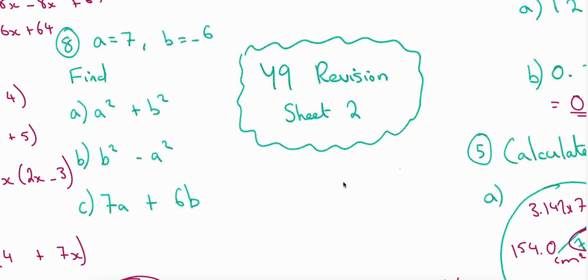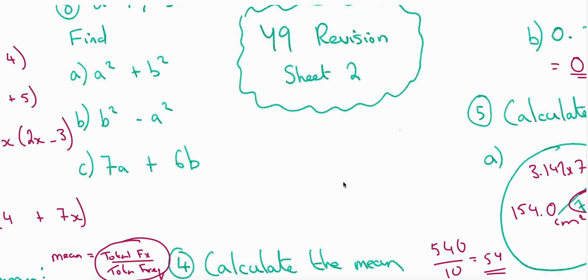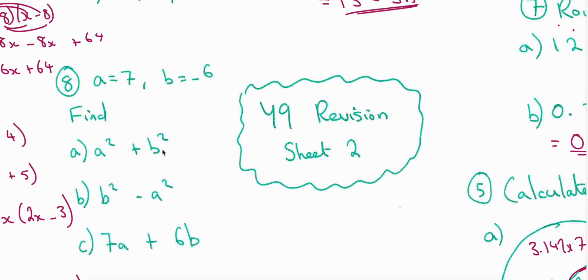Okay, finally number 8. I think that's the last question. Yep, number 8 is the last question. So we want to do a squared plus b squared, which is going to be 7 squared plus negative 6 squared. Now remember, if you square a negative number, it becomes positive. So it's 49 plus 36. Now 49 plus 36 is going to give me 85.